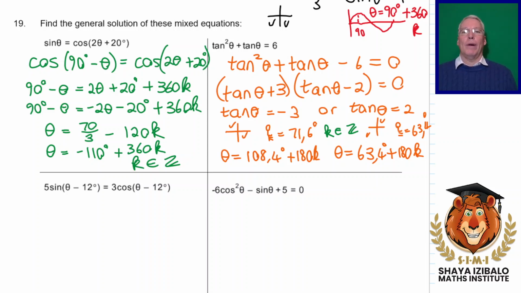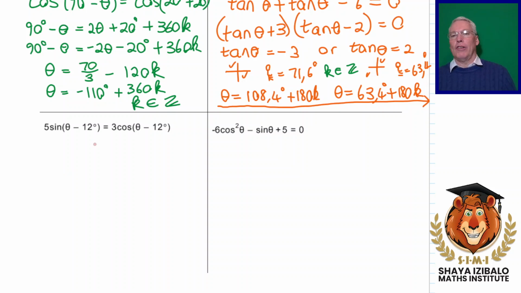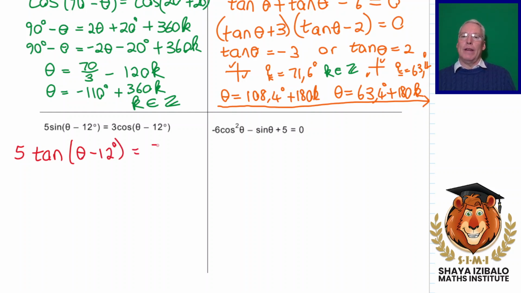Okay, the next one involves sine and cos, but they're both operating on the same angle. So we can use our trick of dividing by the cos of the angle. So we're going to get 5 tan of theta minus 12, and here we're going to get 3. So in fact, tan of theta minus 12 will be 3/5.